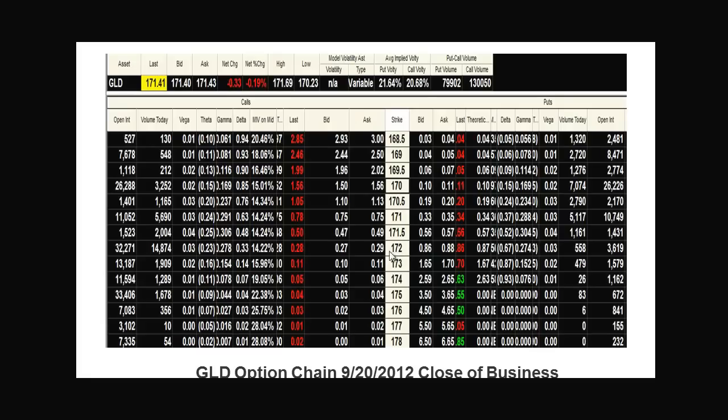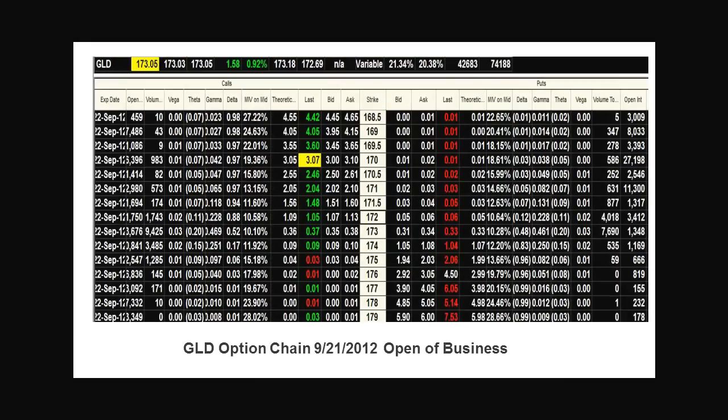So at the close Thursday, these 172 strikes were about $29 a contract. The next day, this is where they open. The next day, the GLD opened up at $1.50 higher, and these options were over $100 a contract. The day prior, we had members buying those for $30 a contract. They made well over 200% on that trade.